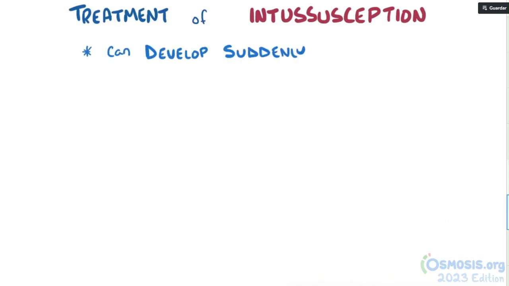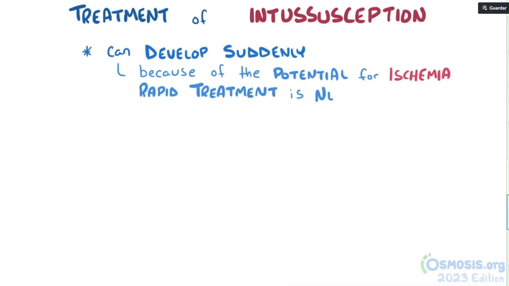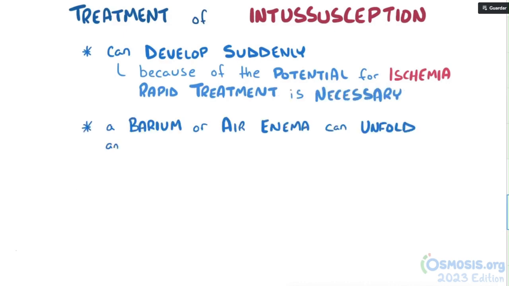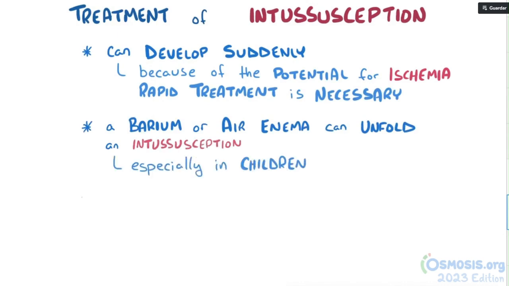Intussusception can develop suddenly, and because of the possibility of intestinal ischemia, rapid treatment's necessary. A barium or air enema can be used to unfold the intussusception, especially in children. If it doesn't work or if there's a complication, then surgery might be necessary.